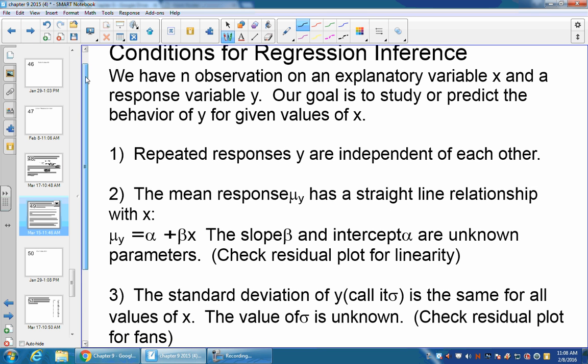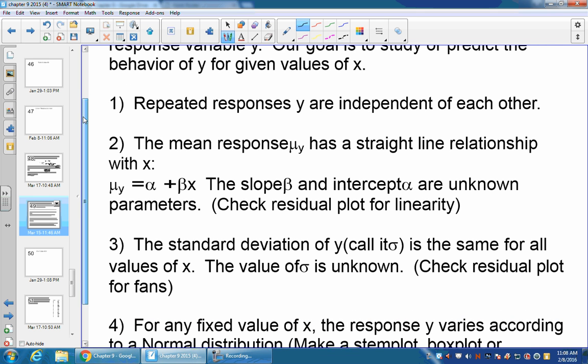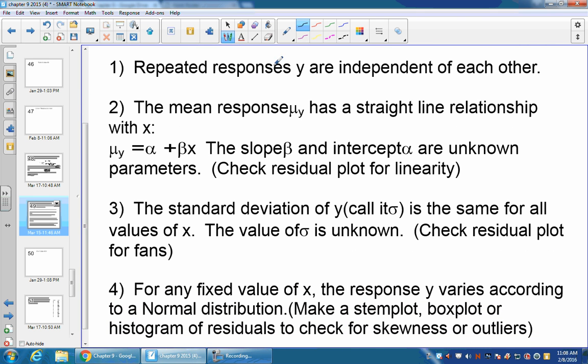Now, when we're doing conditions for a regression test, they're much different than the other ones. First, we want to make sure that the responses for y are independent of each other. This is what we just assume. And with this one, we want to make sure there's not one x value that gets two or more values for y. We want to just assume each point is independent. So that's just pretty much what we write each time.